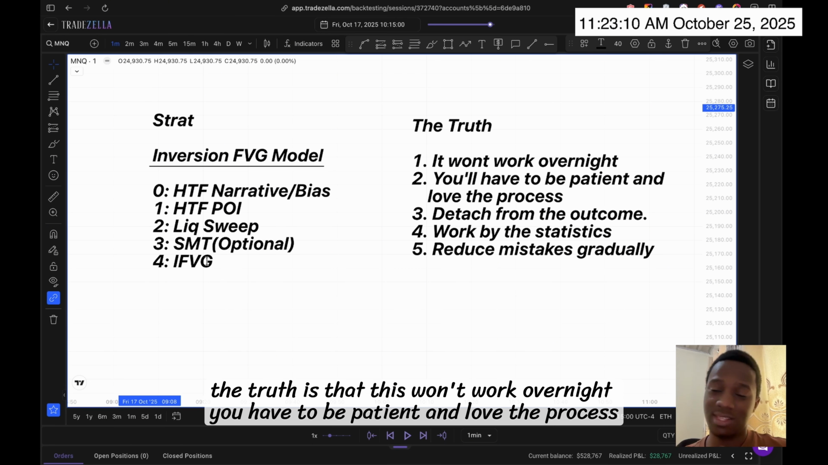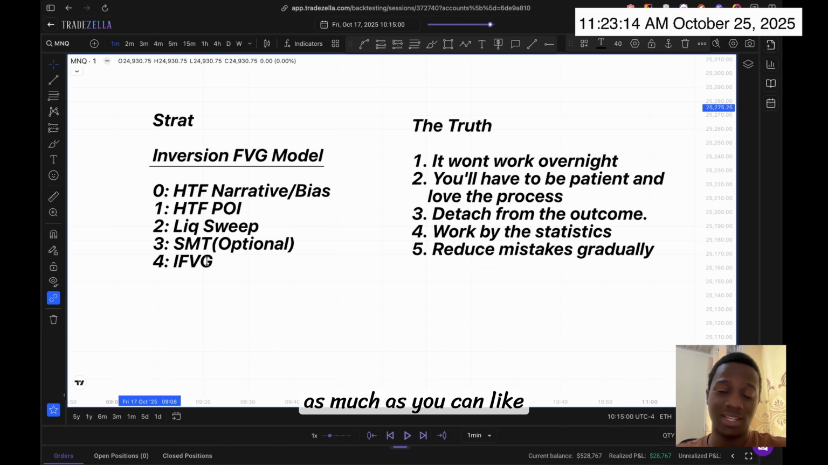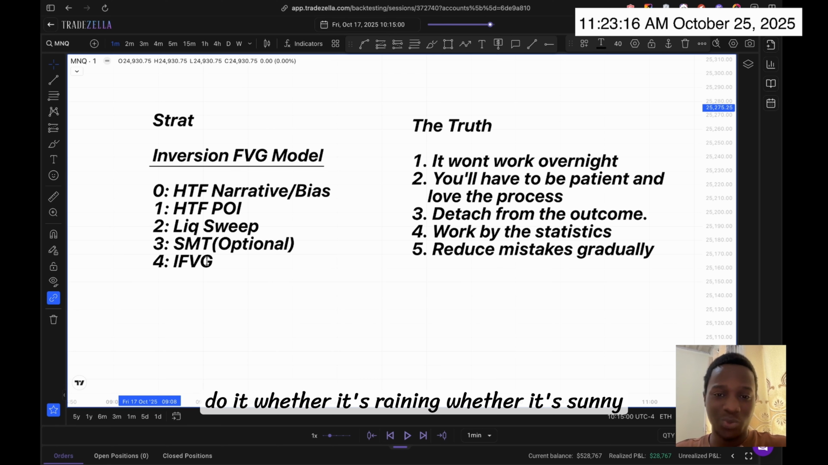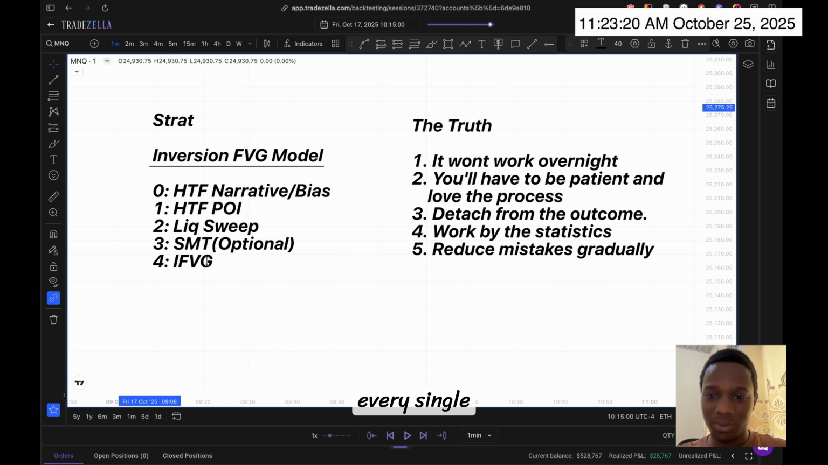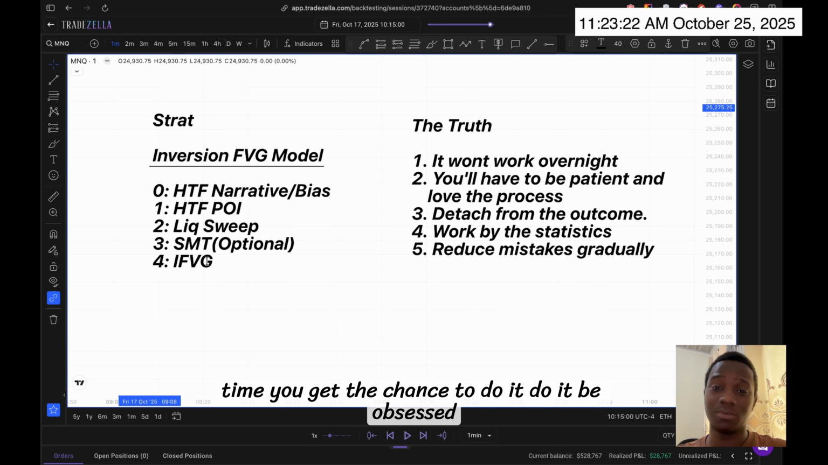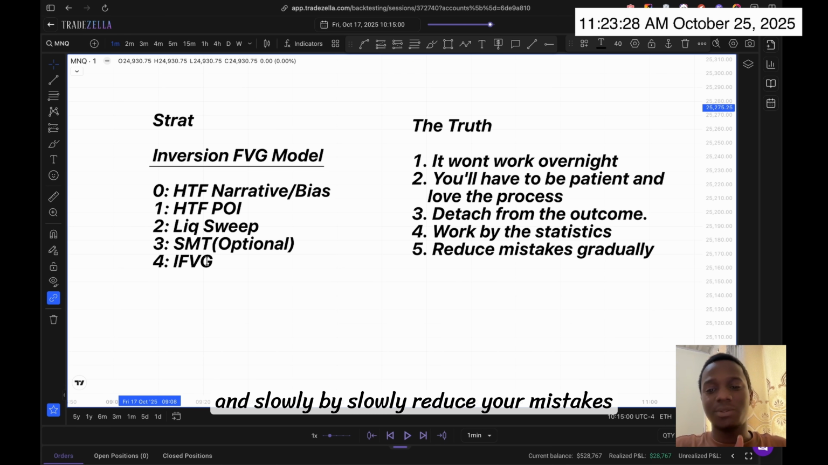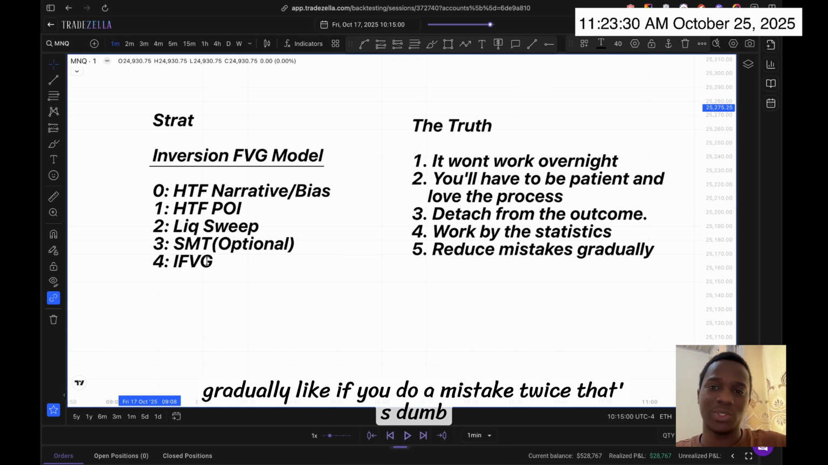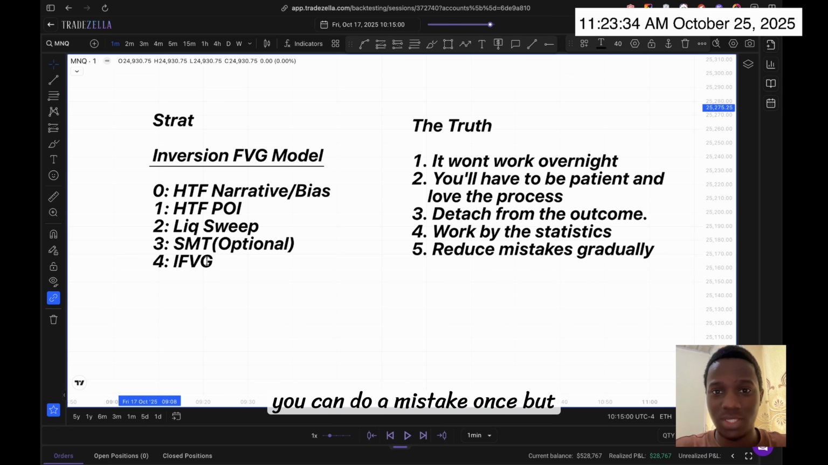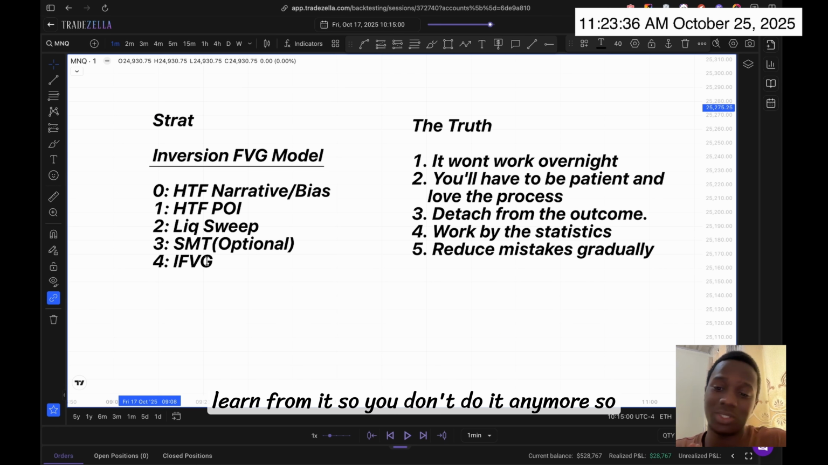Now the truth is that this won't work overnight. You have to be patient and love the process as much as you can. Do it whether it's raining, whether it's sunny, every single time you get the chance to do it. Be obsessed. Now detach from the outcome and work by the statistics, and slowly reduce your mistakes gradually. If you make a mistake twice, that's dumb. You can make a mistake once, but learn from it so you don't do it anymore.